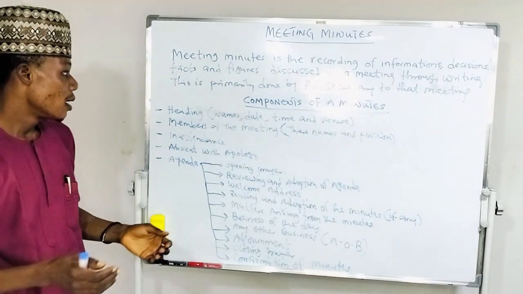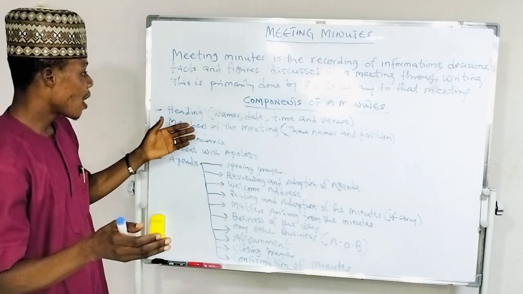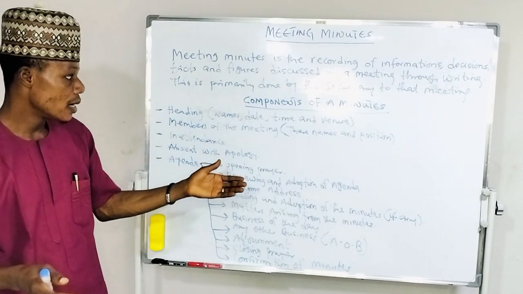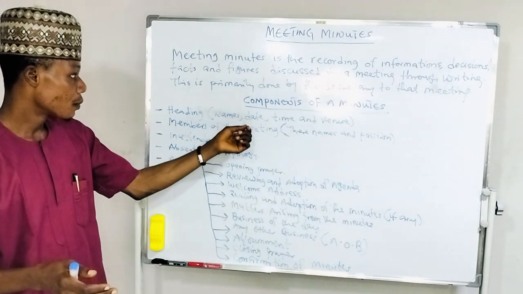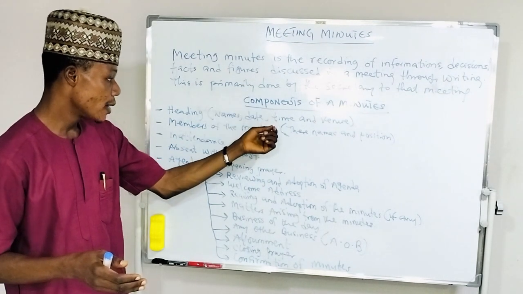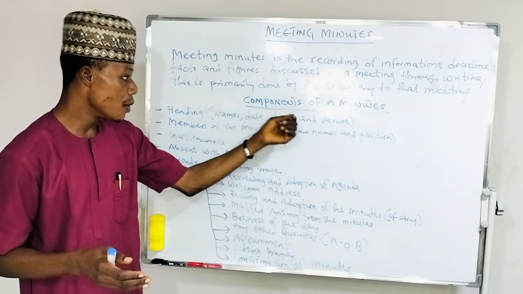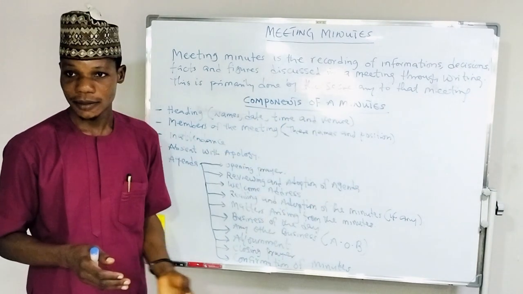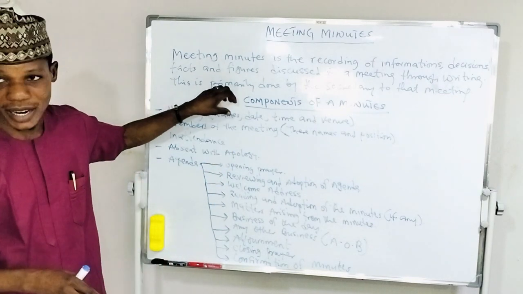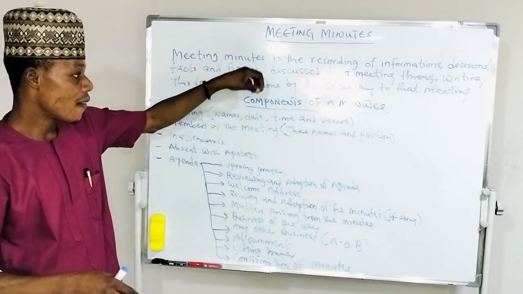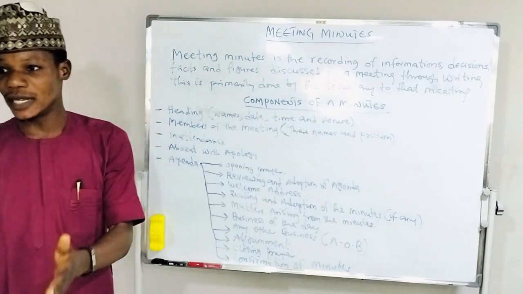Take for instance, Federal Executive Council meeting held on 25th February 2023, 2 to 3 p.m. in the council chamber. When you look at this caption now, in it you have the name of the organization, you have the date, you have the time and the venue where the meeting is conducted.